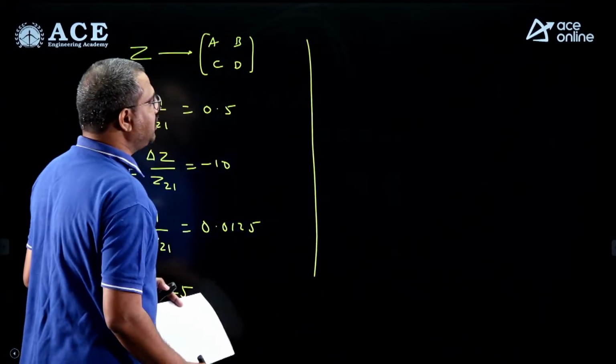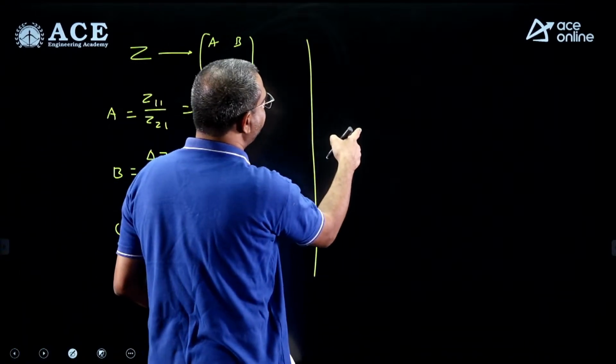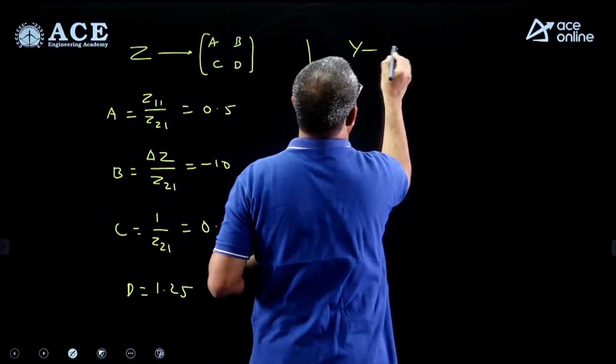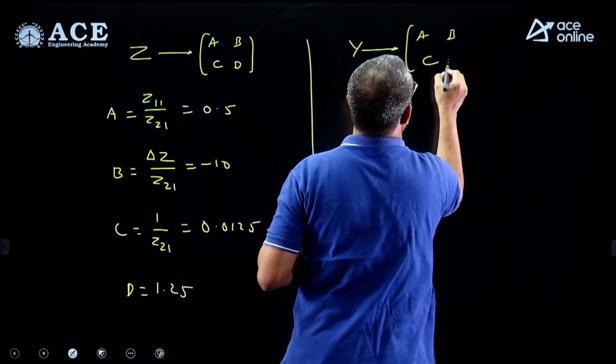And the second part, as you see, he gave Y parameters. Now Y also we should convert in terms of ABCD. So this Y we will convert in terms of ABCD with the available data.